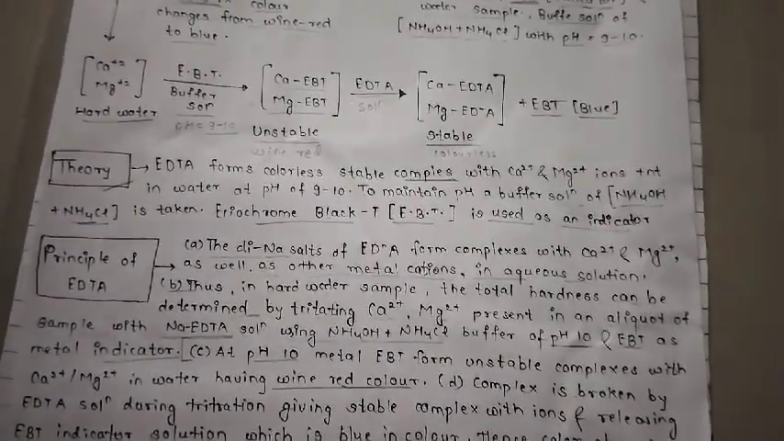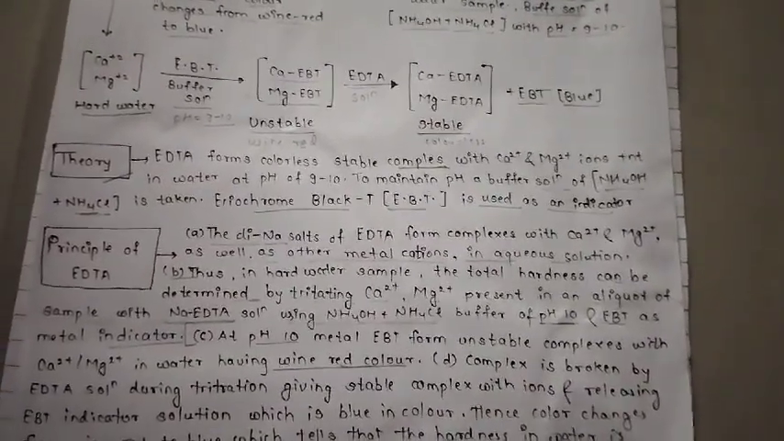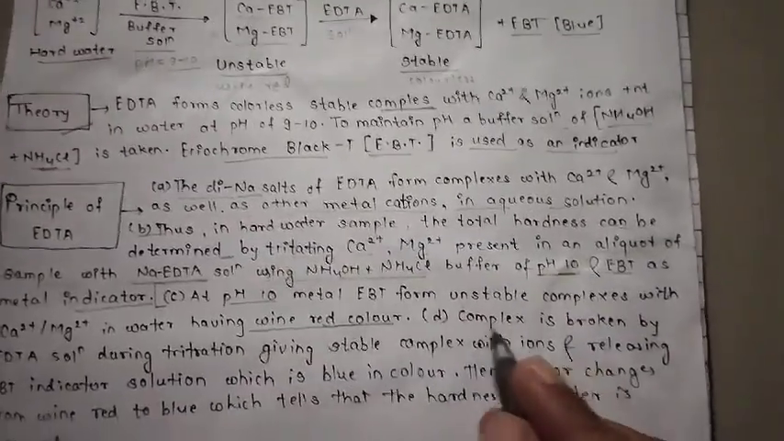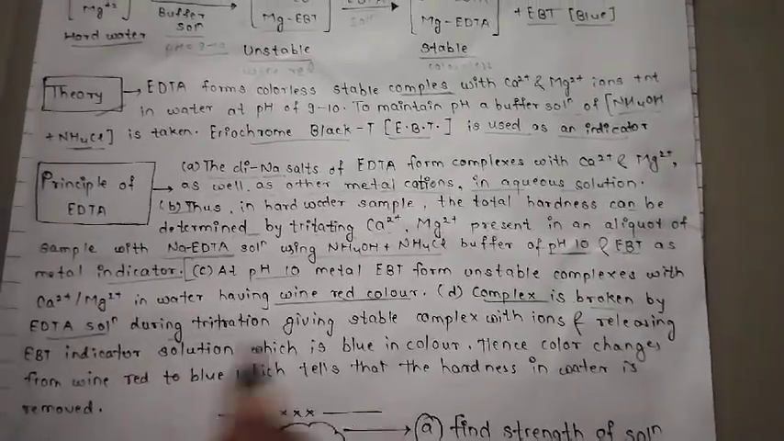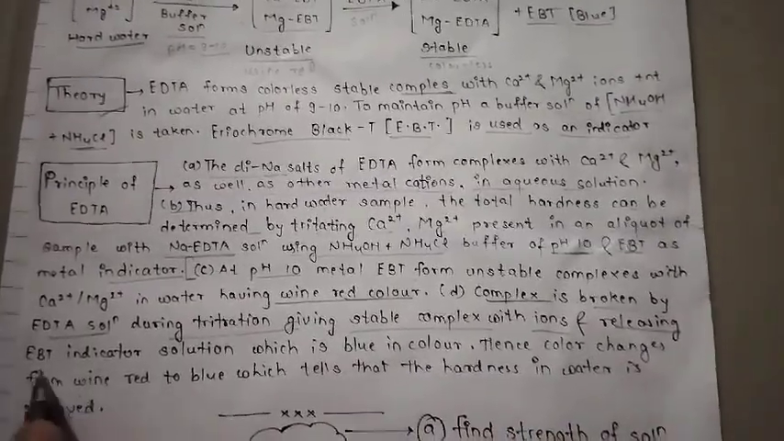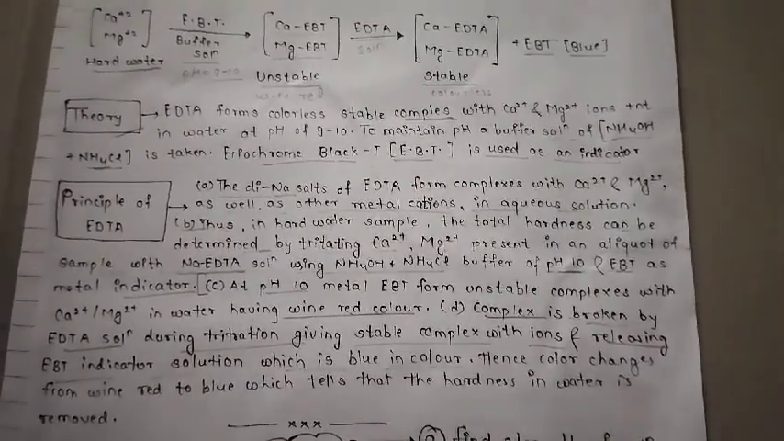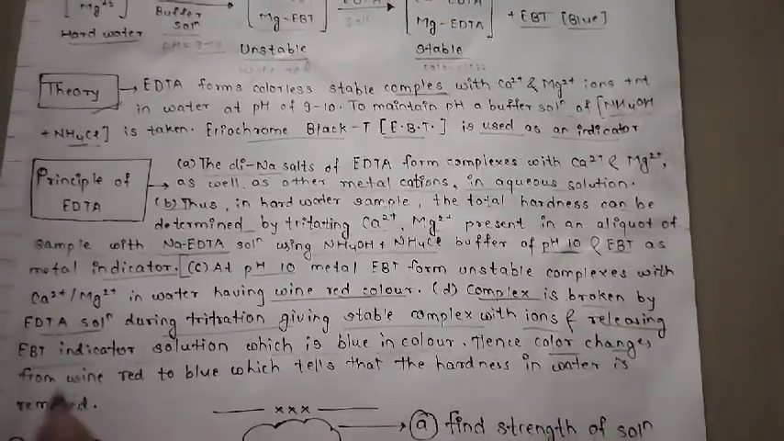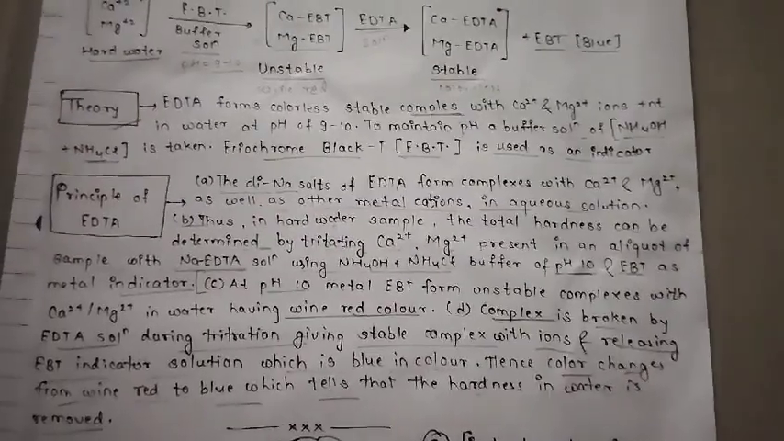As we know in chemistry, unstable products do not exist. That's why when it reacts with EDTA it forms more stable products. So the complex is broken by EDTA solution during titration, giving stable complex with ions and releasing EBT indicator, which is blue in color. As I have told you earlier, the color of the EBT indicator is blue. Hence the color changes from wine red to blue, which tells that the hardness in water is removed.